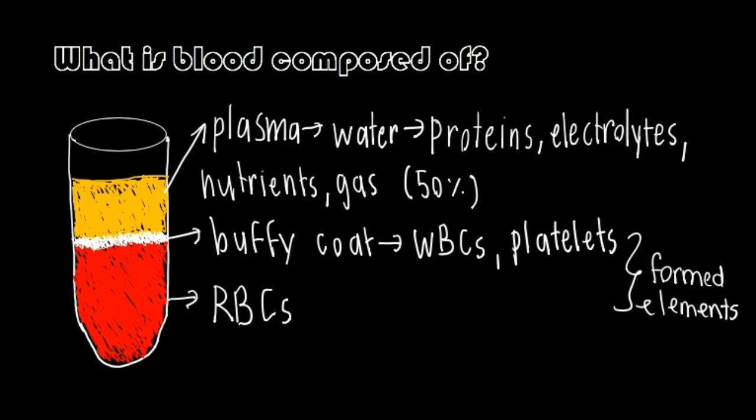cells. Plasma is a ground substance and it is primarily water, but it also contains dissolved materials such as proteins, electrolytes, nutrients, and gas, and makes up to 50% of blood. On the other hand, formed elements, which are the cells of blood, include white blood cells, platelets, and red blood cells.